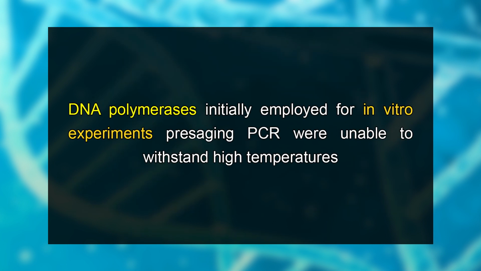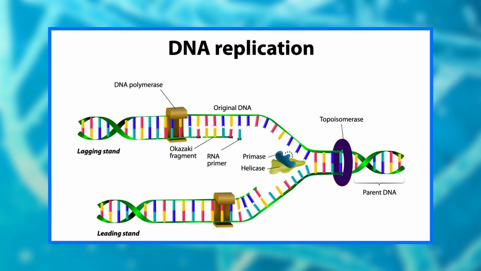The DNA polymerases initially employed for in vitro experiments presaging PCR were unable to withstand high temperatures. So the early procedures for DNA replication were very inefficient and time consuming, and required large amounts of DNA polymerase and continuous handling throughout the process.